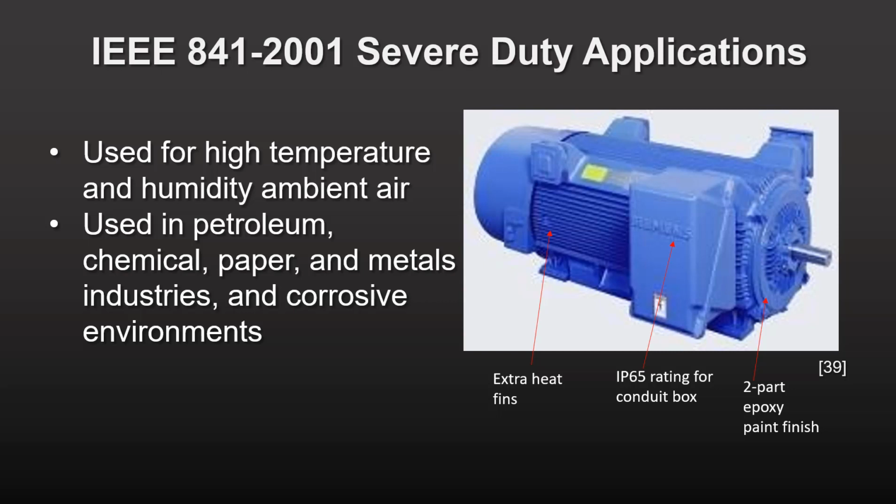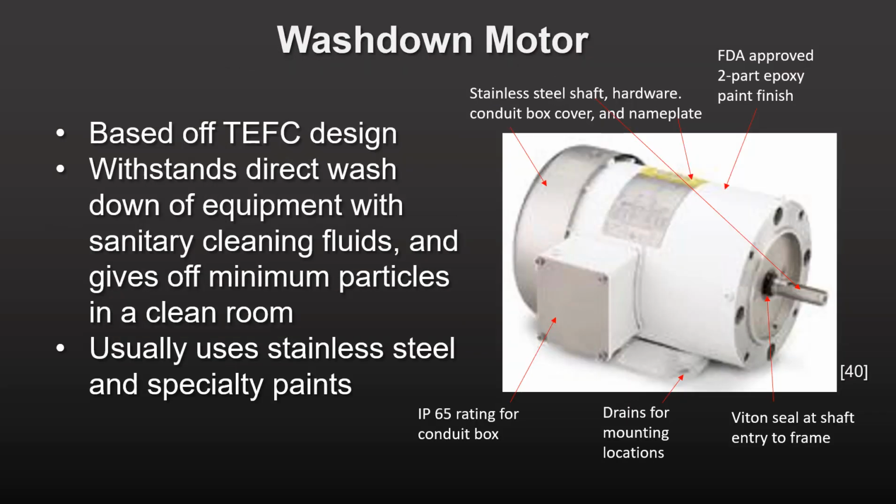The main differences with TEFC motors are that the severe duty motor has extra fins, IP65 rating protection for the conduit box, and a more durable epoxy paint on the outside. Severe duty motors are used in petrochemical, chemical, paper, and metals factories. These plants often have a corrosive environment, sometimes from ambient temperature and humidity, and other times from chemical vapors in the plant. A washdown motor withstands direct washing with sanitary cleaning fluids, a common occurrence in food production plants.